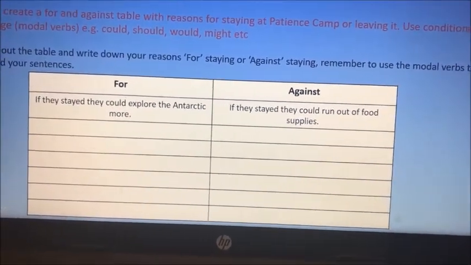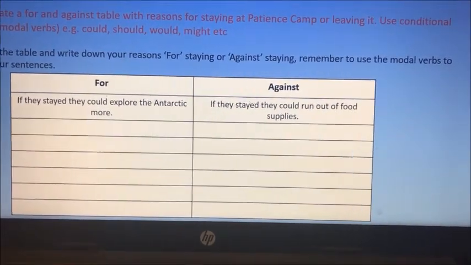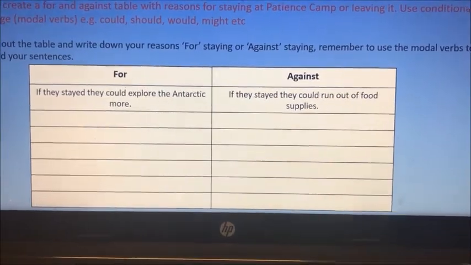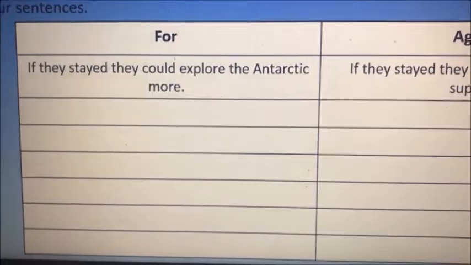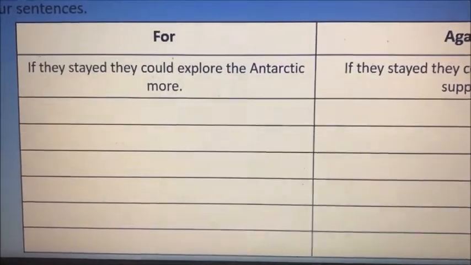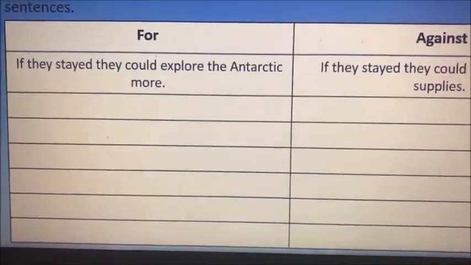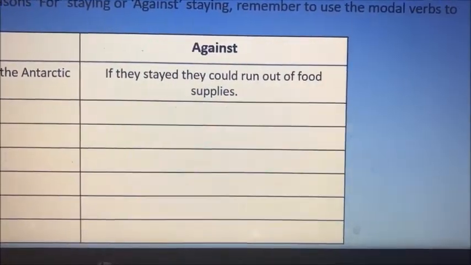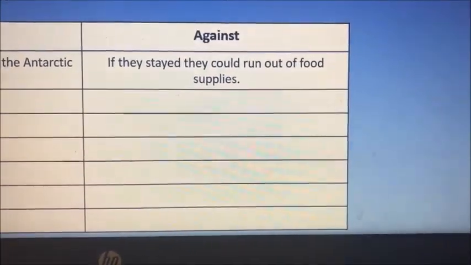The conditional language uses modal verbs, could, should, would, might, must, etc. So you want reasons for staying and reasons against staying. For example, if they stayed, they could explore the Antarctic more. So that's your conditional language, if they stayed. So you're saying if something happened, then this would happen. So for example, a reason against, if they stayed, they could run out of food supplies.